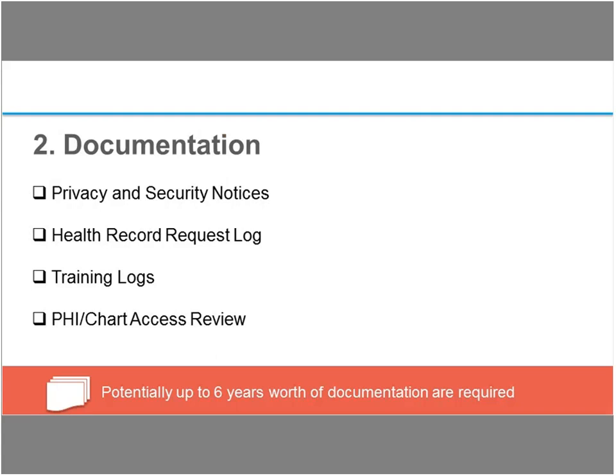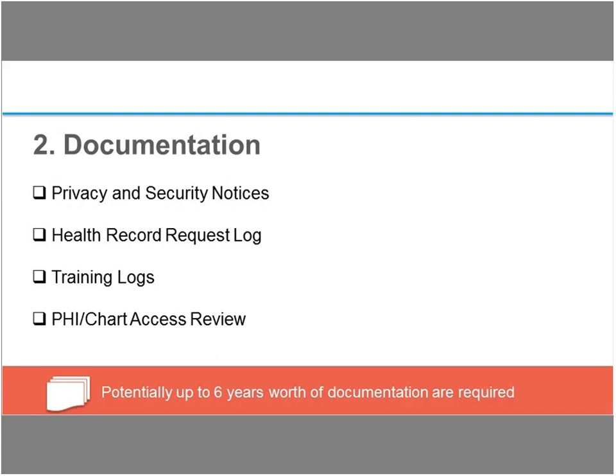Second part is documentation. Essentially, they are going to be looking at your privacy and security notices. I think some of the things we already talked about, like the notice of privacy practices, and then what kind of requests are coming in for record access, and how you are releasing it, and then the training logs. This is one of the most important things. And then the PHI chart access review.